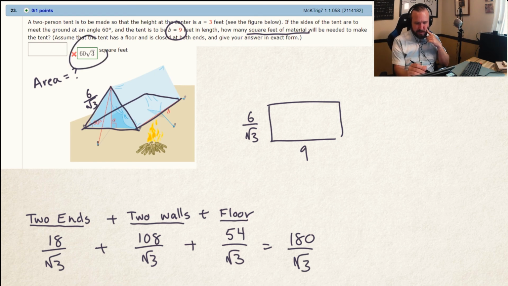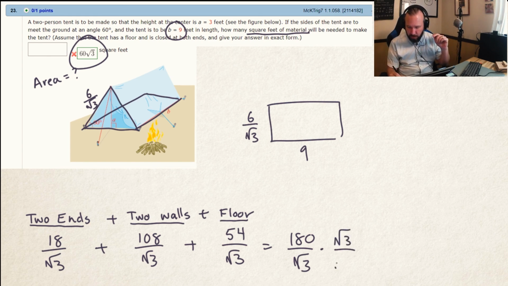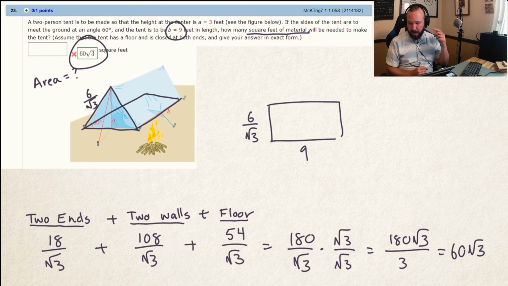So this doesn't exactly look like the answer that the book is giving me. Let me just try to rationalize this to check my answer to see if it's the same as the book. So I'm going to multiply by 1 here. I'm going to put a square root of 3 on top and bottom. Then this will now give me 180 square root of 3 over square root of 3 times square root of 3. That's going to cancel. That just gives me 3. And 3 does go into 180 sixty times. So I do actually match the answer.